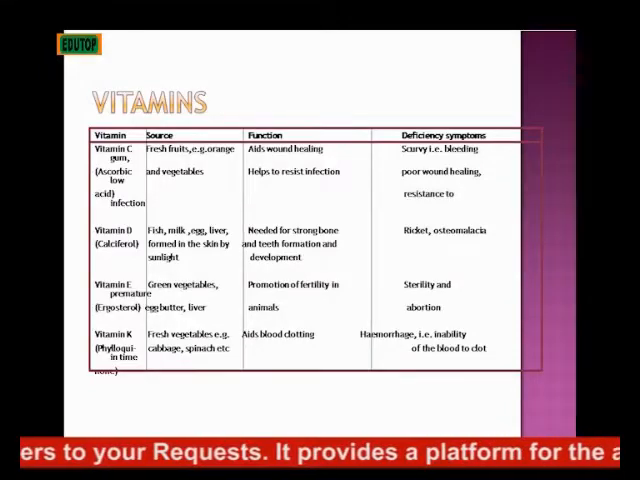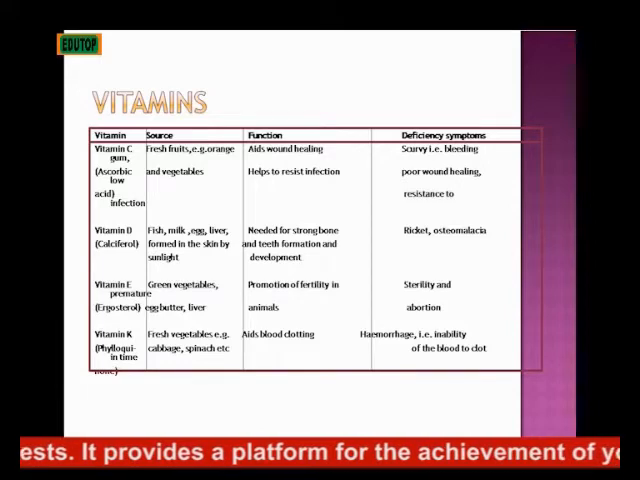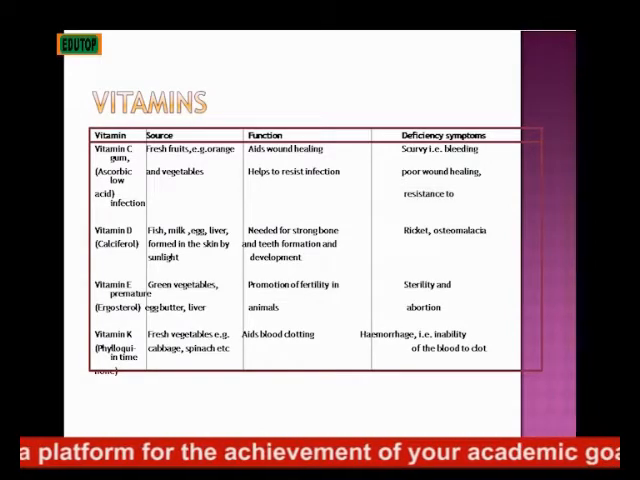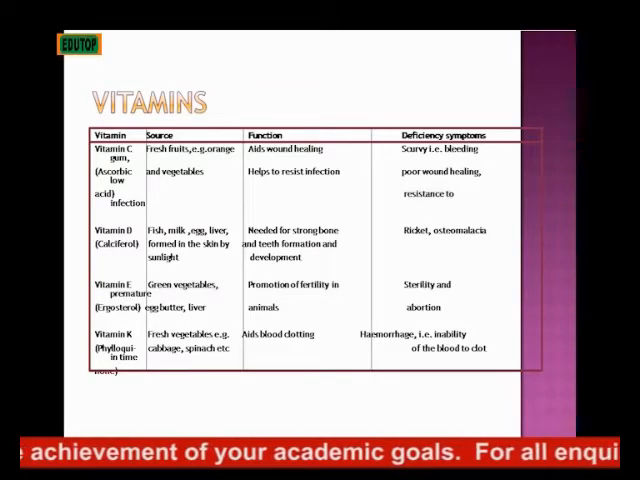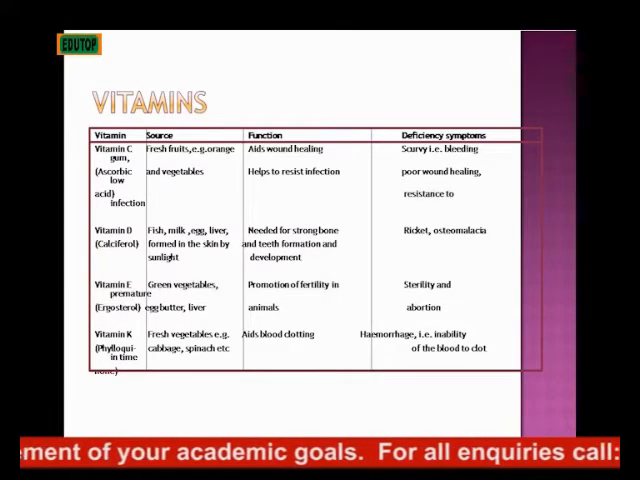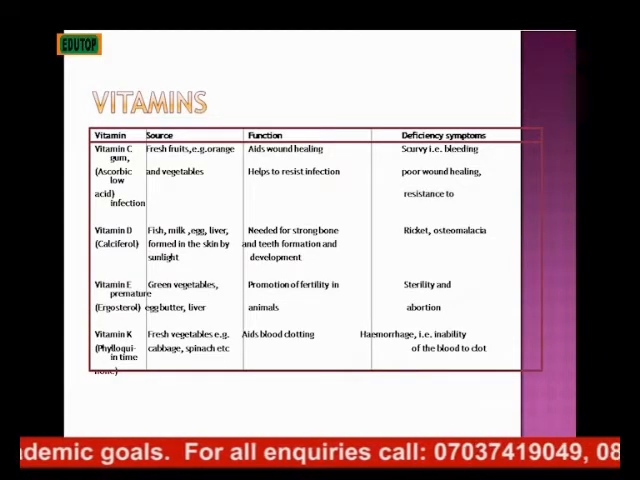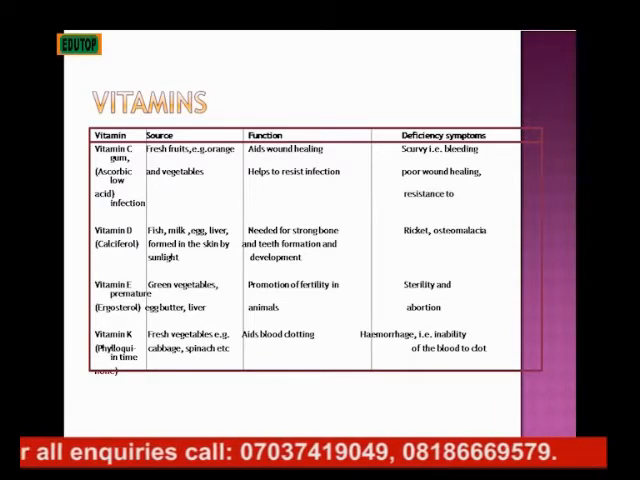Vitamin D, that's calciferol, you find it in fish, in milk, in egg, in liver. It is needed for strong bones, formation of strong bones. It is formed in the skin by sunlight. Vitamin D is also formed in the skin by sunlight. Then it helps in teeth formation and development.